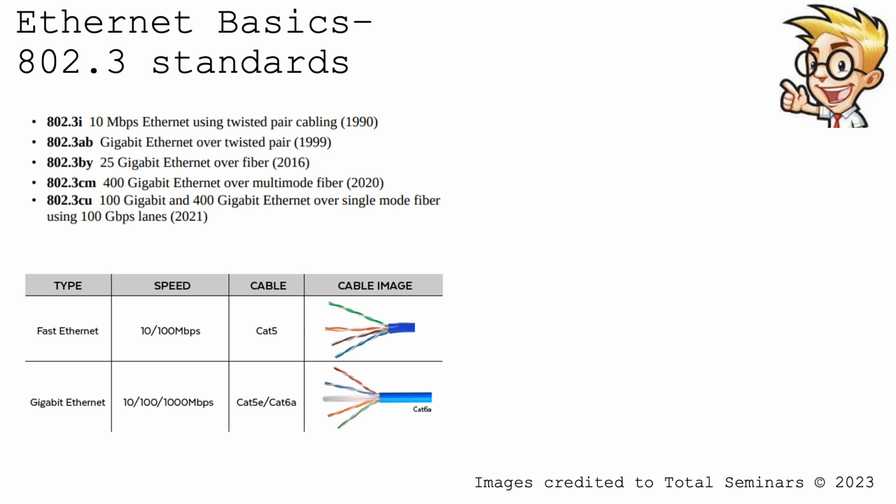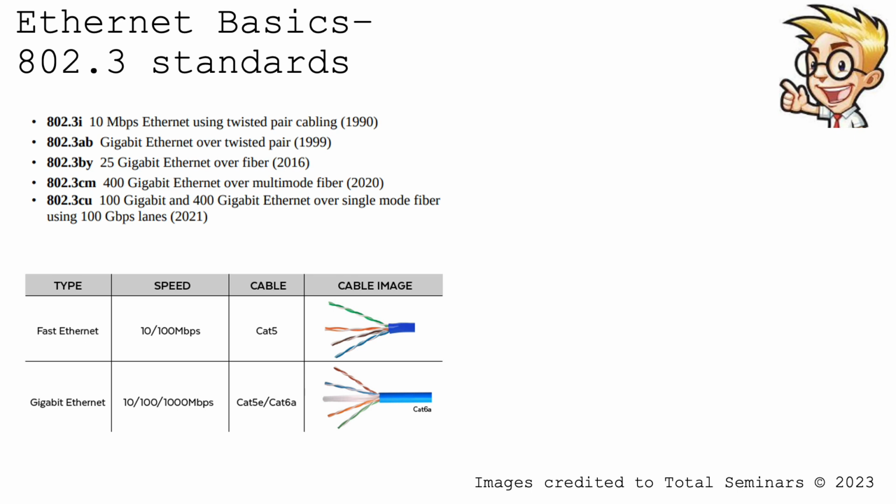Okay, and then here we have the different standards. These are called 802.3 standards, which are for the hardwired cables. So let's take a look at the different standards. We have 802.3i, which is 10 megabits per second using twisted pair cabling, which came from 1990. And if we jump all the way down to the bottom, 802.3cu, which has throughput of 100 gigabit to 400 gigabit Ethernet over fiber. Those are huge changes in just about 30 years or so.